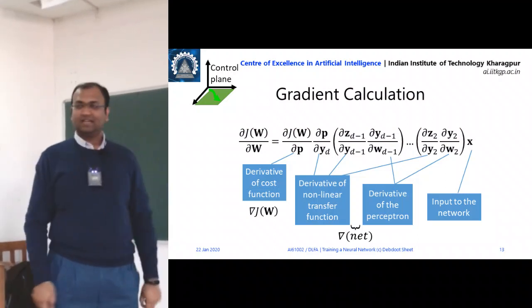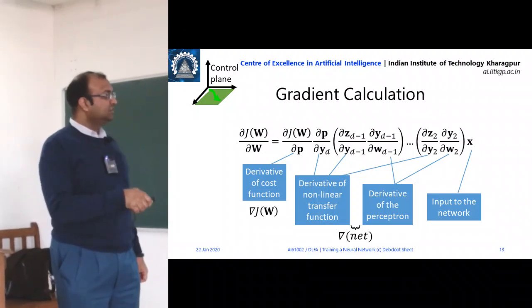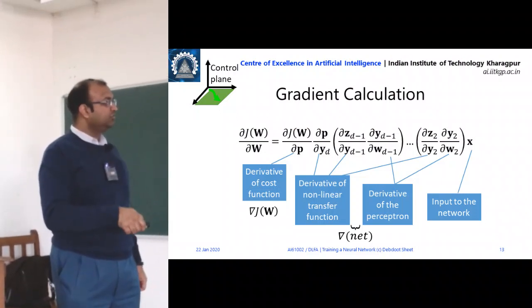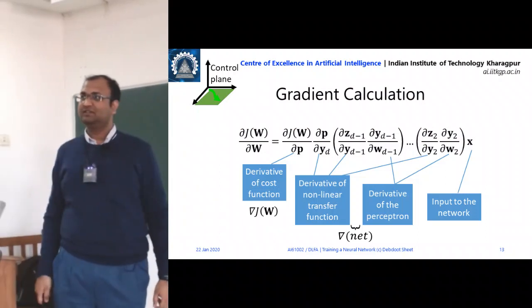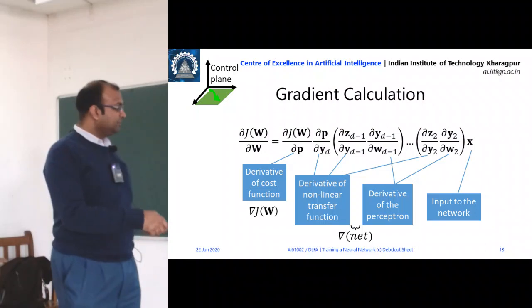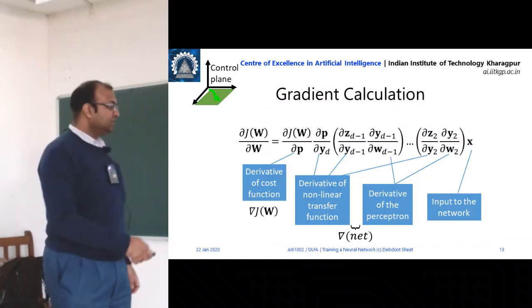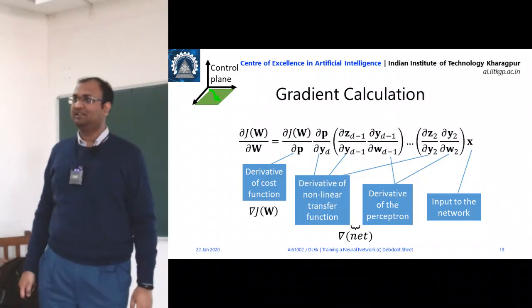Okay, and that keeps on going, so on and so forth, till the end part, where the derivative of this y with respect to weight is equal to x itself. Okay, and that is input to the network. Now this combined part, which is the derivative of the nonlinear transfer function and the derivative of the perceptron model one by one, is what is called the derivative of the network itself.